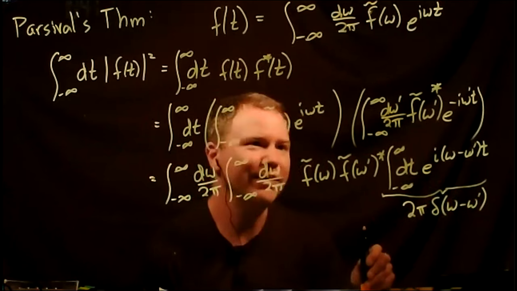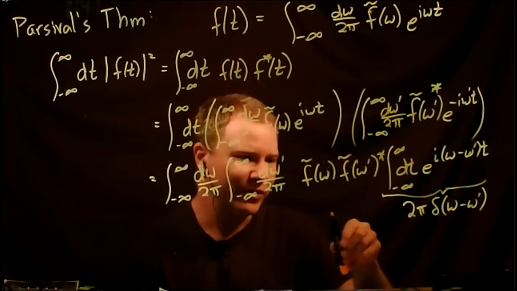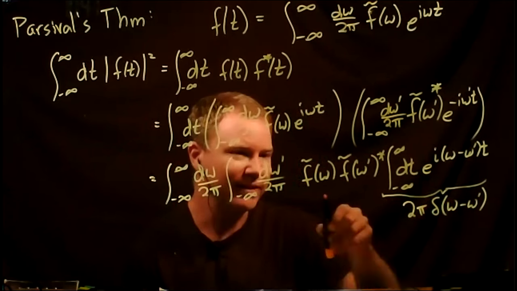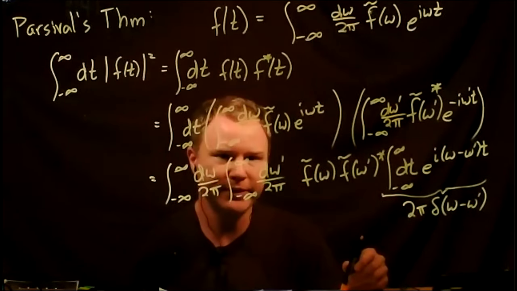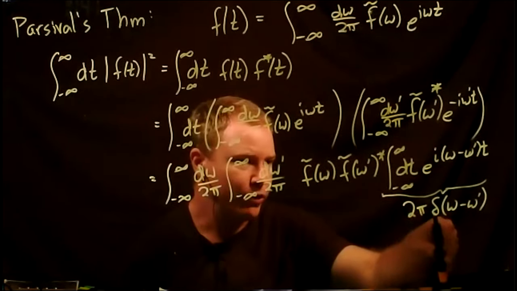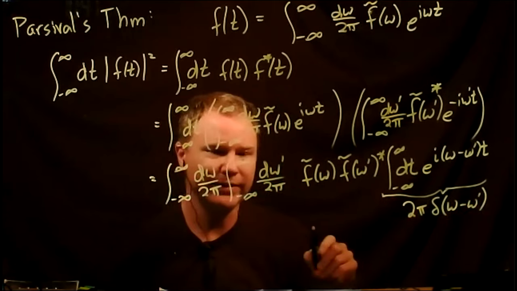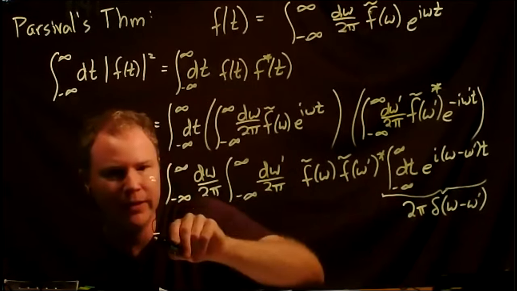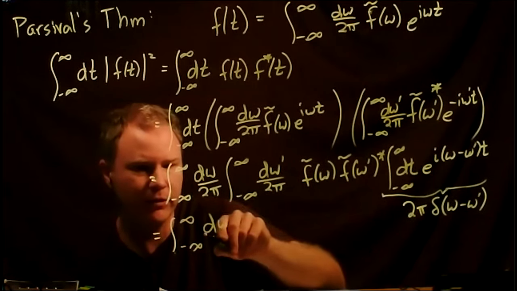If you have not done this a lot in your physics careers, you will soon. So this is a delta function here, and 2 pi is just for bookkeeping purposes. This is nice because we can use this delta function to do the d omega prime integral, and this 2 pi neatly cancels that 2 pi. So let me do that, minus infinity to infinity. We still have this d omega integral.